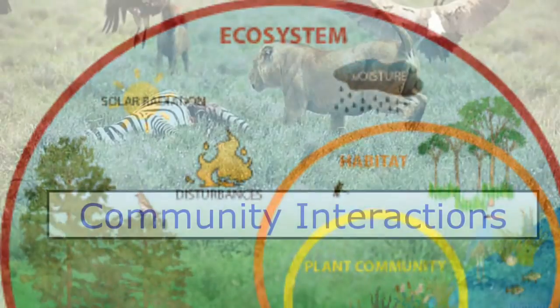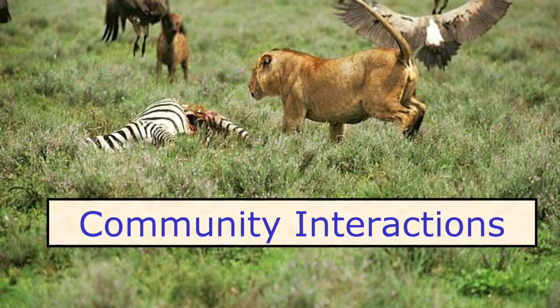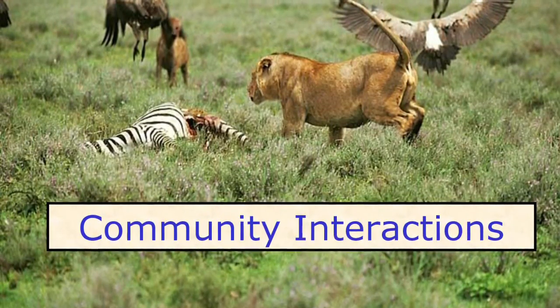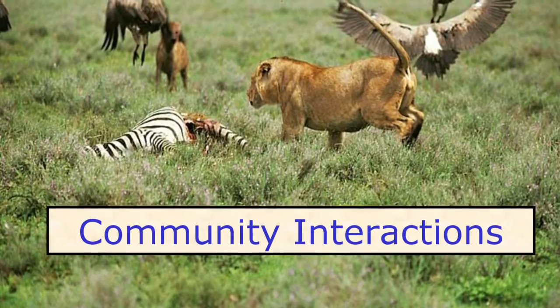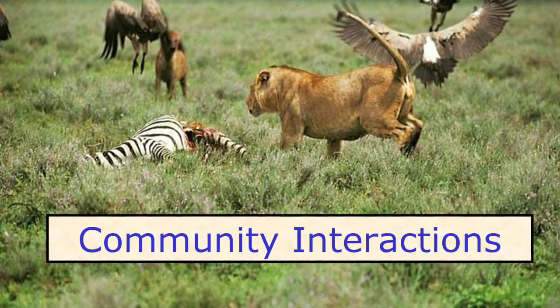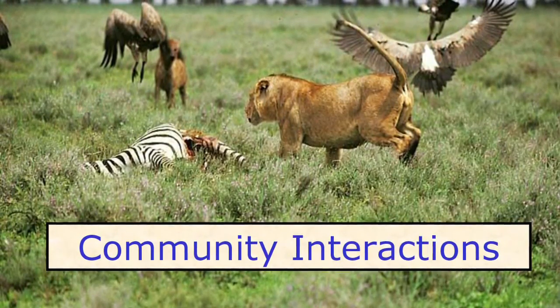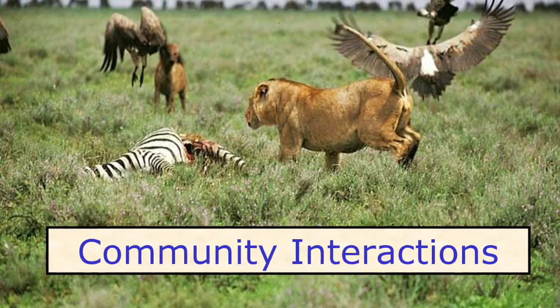Now, our last but not least segment is going to be community interactions. With community interactions, remember that there's predation, competition, and the three symbioses, which are commensalism, mutualism, and parasitism. If you're not sure what any of those mean, please go back to the video lesson titled Community Interactions and review.